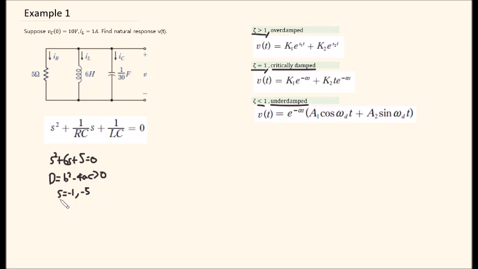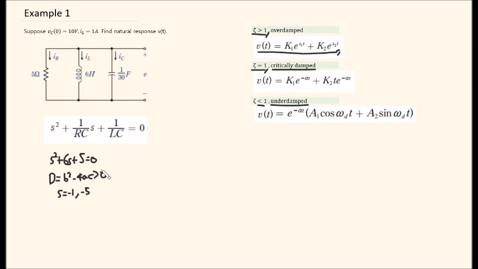So since S can have two real roots, the circuit is an overdamped circuit, so we need to use this equation. Now remember, if we have two real roots, the circuit is overdamped. If we have only one root, this is when the discriminant is 0, the circuit is critically damped, so we need to use this equation.